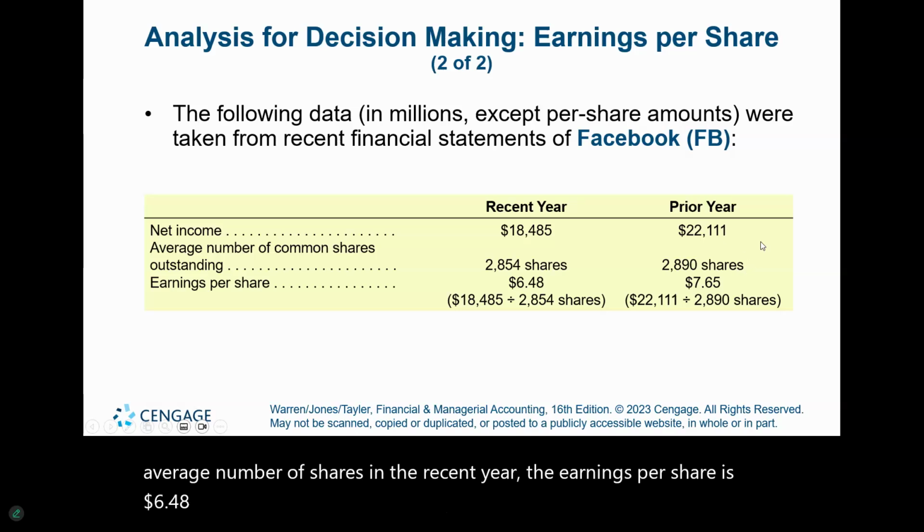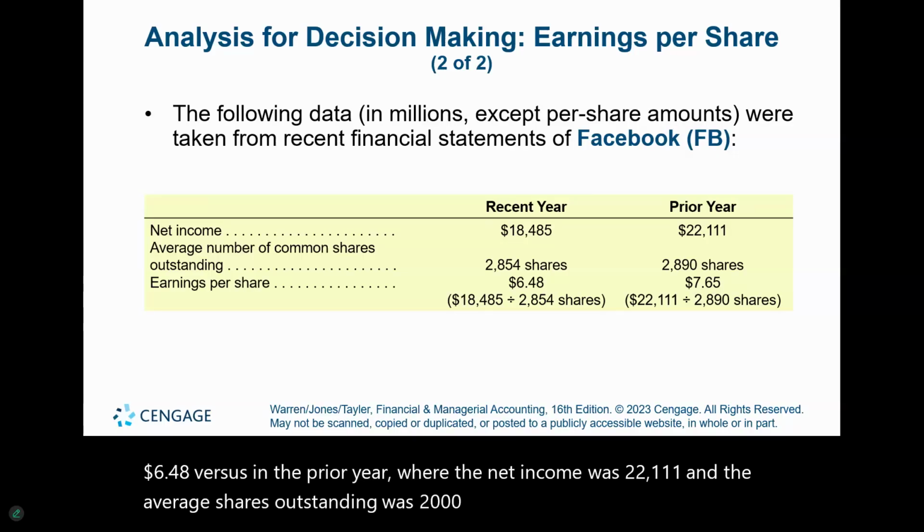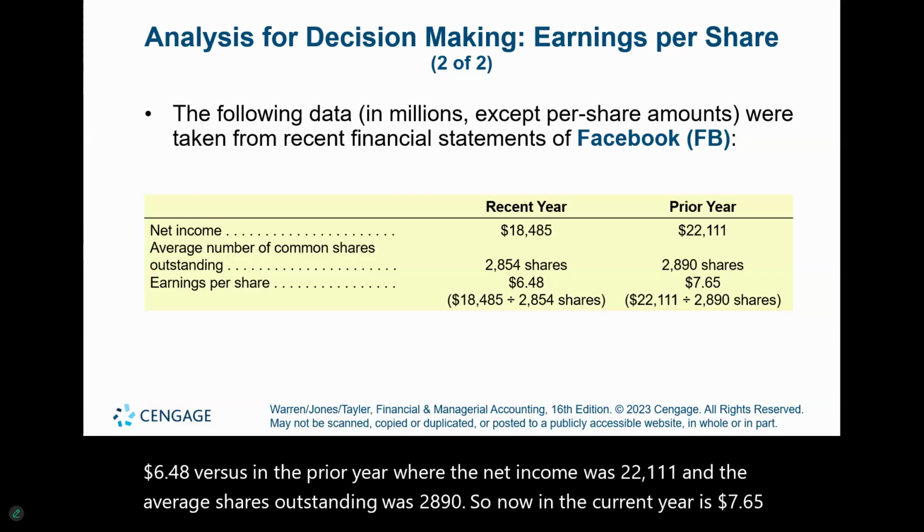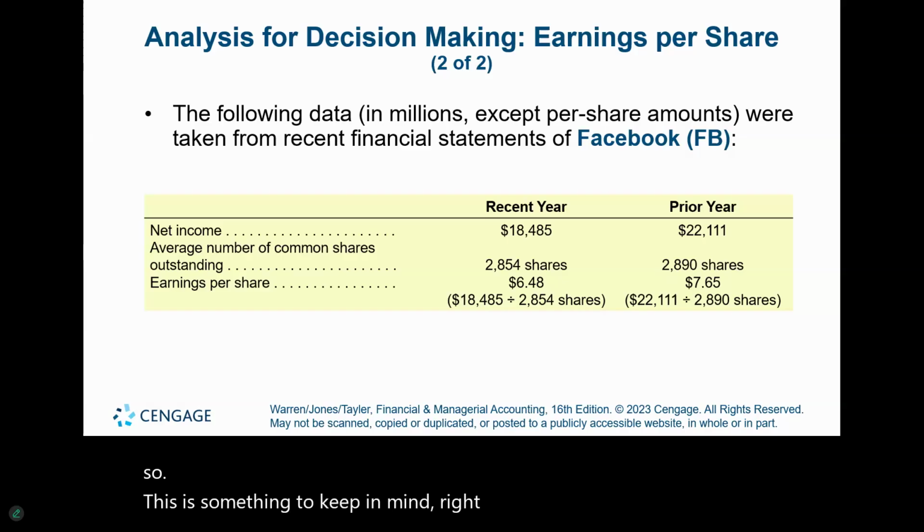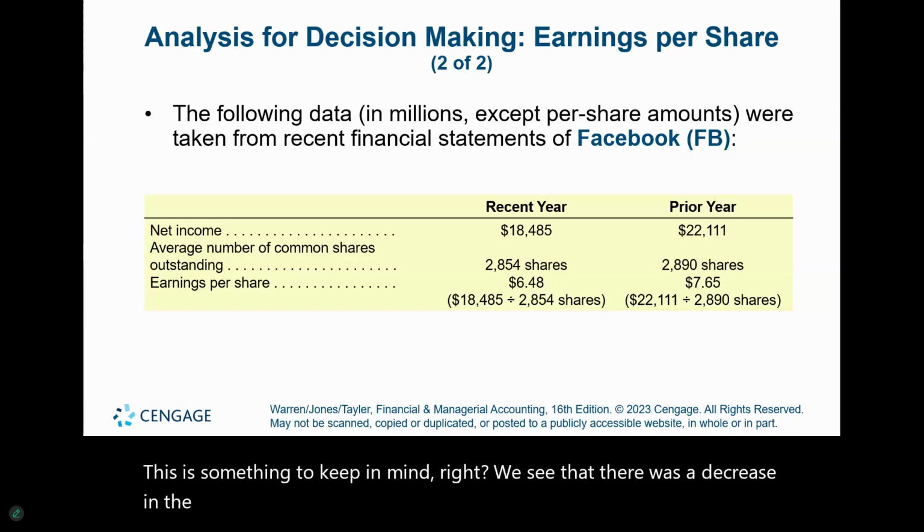Versus in the prior year, where the net income was 22,111 and the average shares outstanding was 2,890. So in the prior year, it's $7.65. So this is something to keep in mind, right? We see that there was a decrease. In the prior year, it was $7.65, and now it's $6.48. What's the reason for this, right?